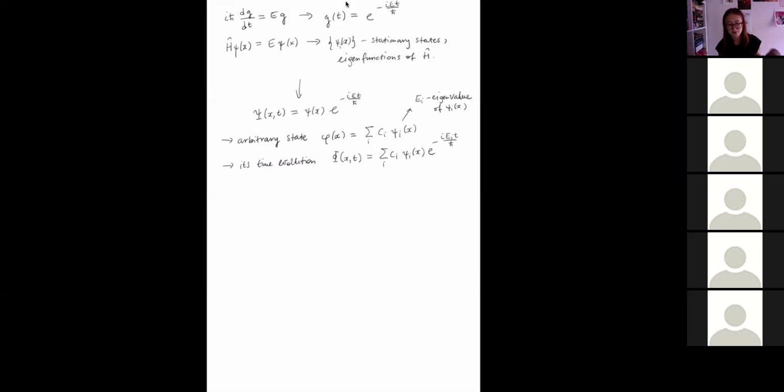Hence, this gives us a very easy way to understand how a state with which we start at time t0 evolves with time, as predicted by the Schrodinger equation. So to see how an arbitrary state evolves, you just need to decompose it in terms of the eigenfunctions of the Hamiltonian. And then each eigenfunction evolves according to its eigenvalue, E_i here.